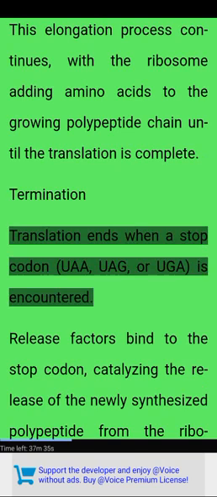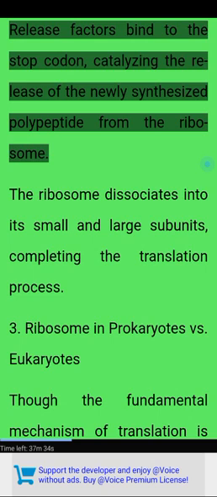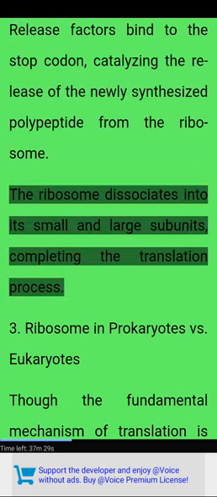Termination. Translation ends when a stop codon, UAA, UAG, or UGA, is encountered. Release factors bind to the stop codon, catalyzing the release of the newly synthesized polypeptide from the ribosome. The ribosome dissociates into its small and large subunits, completing the translation process.